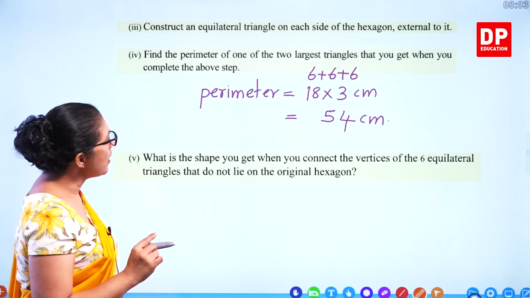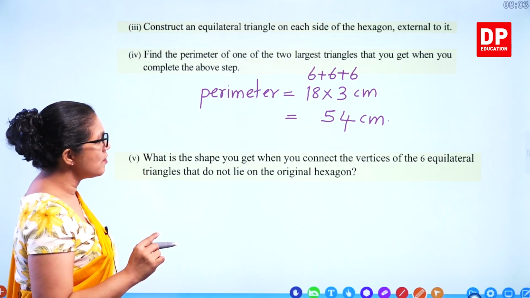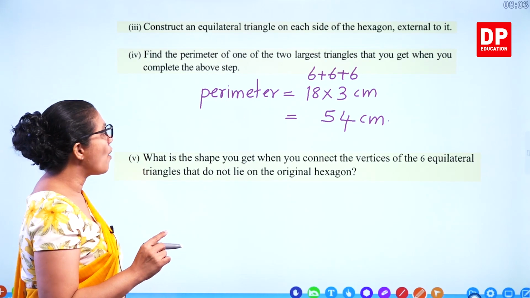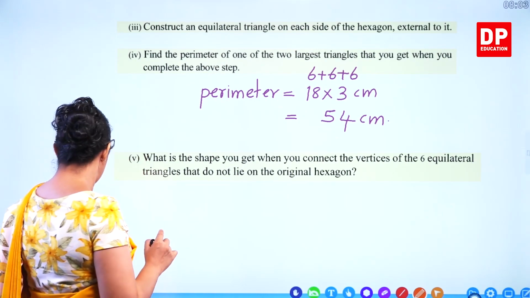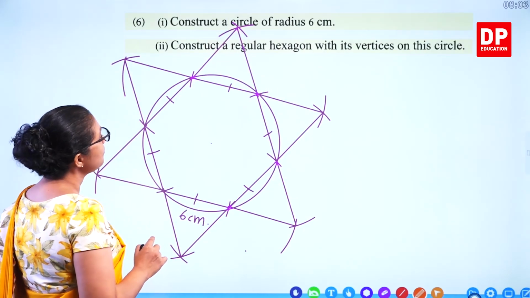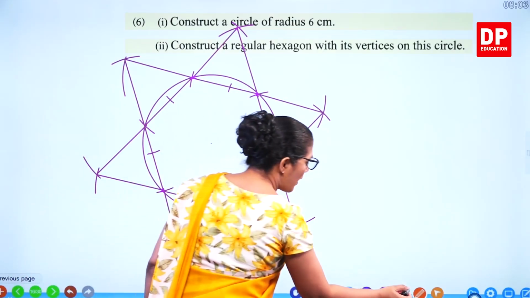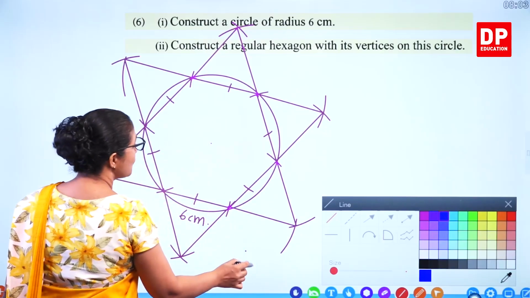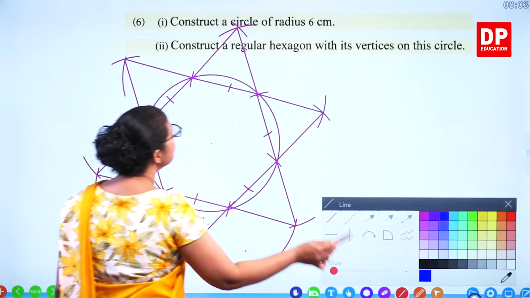What is the shape you get when you connect the vertices of the 6 equilateral triangles that do not lie on the original hexagon? So we'll look at it. So what's the shape you are getting? So we'll connect and see.